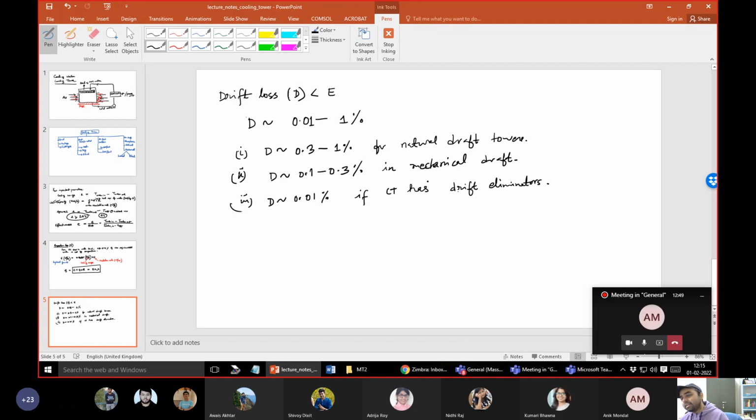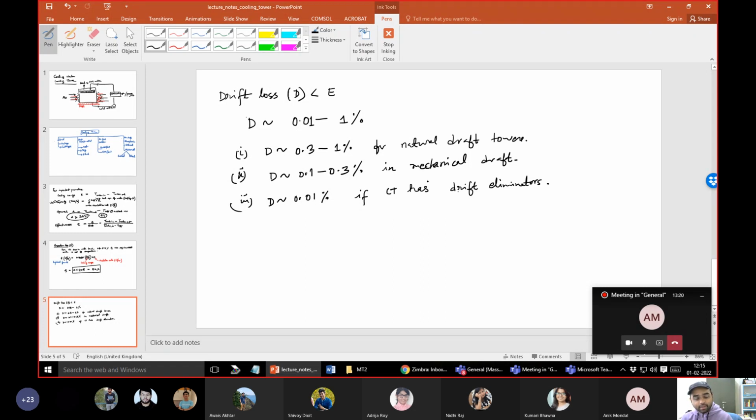So what are these drift eliminators? These drift eliminators are sort of, I would say, sort of loops that are present close to the air exit, and due to the strong velocity of the air towards the exit, as it hits these loops, the water gets separated out and it gets mixed to the recirculation water. So this is typically known as the drift eliminators.